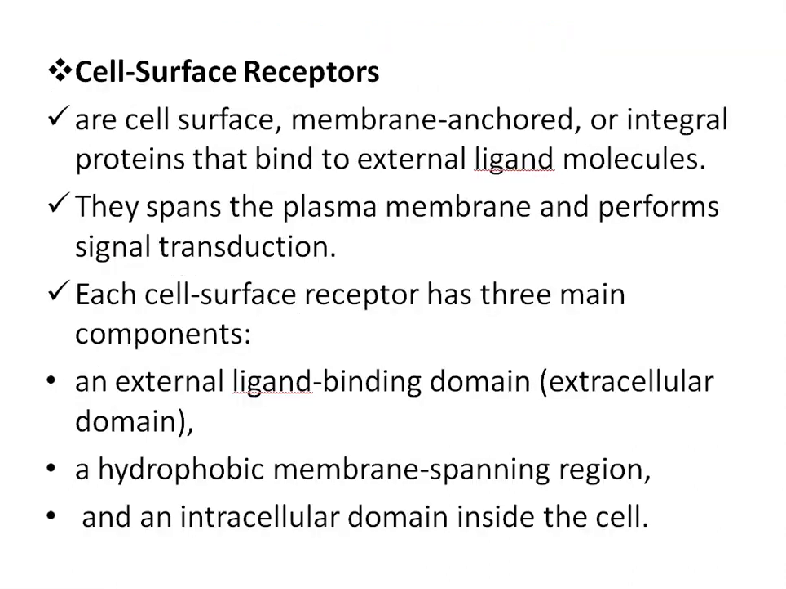Second, cell surface receptors. Cell surface receptors are cell surface or membrane anchored or integral proteins that bind to external ligand molecules. They span the plasma membrane and perform signal transduction. Each cell surface receptor has three main components. First is an external ligand binding domain or extracellular domain. Second is a hydrophobic membrane spanning region. And the third one is an intracellular domain inside the cell.